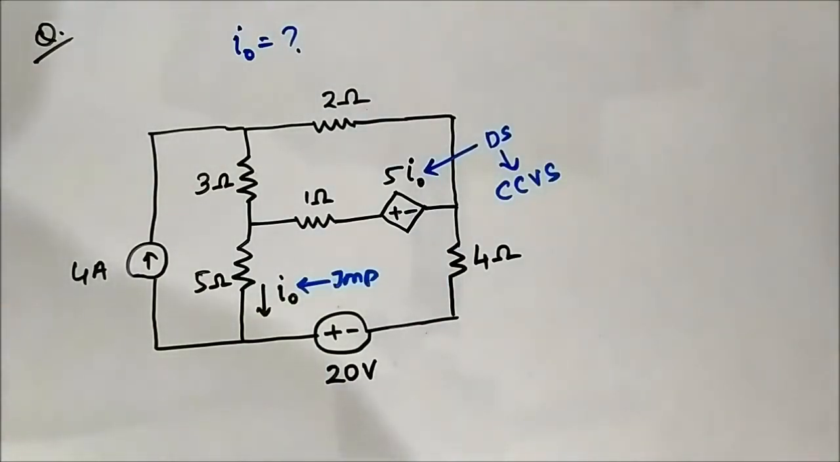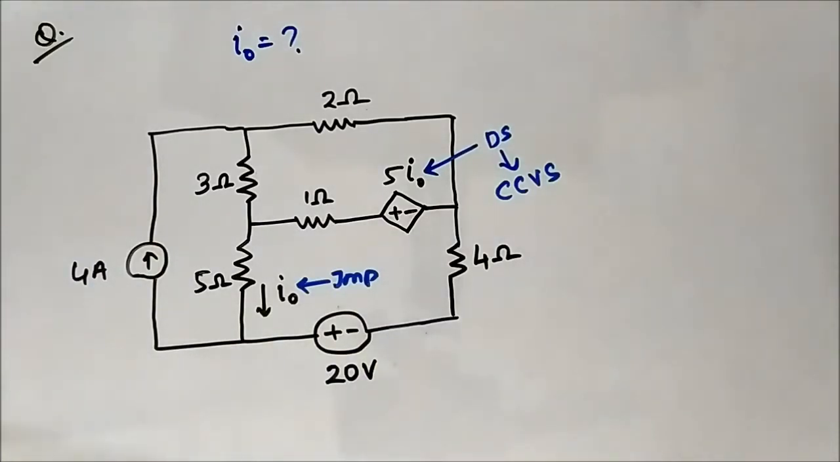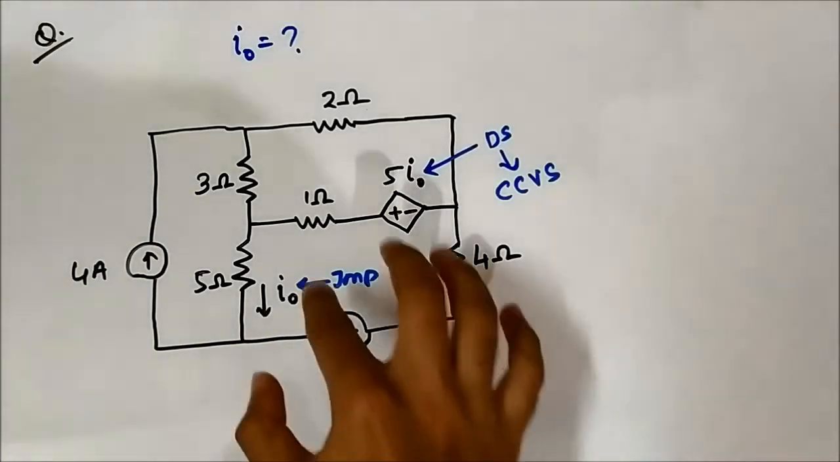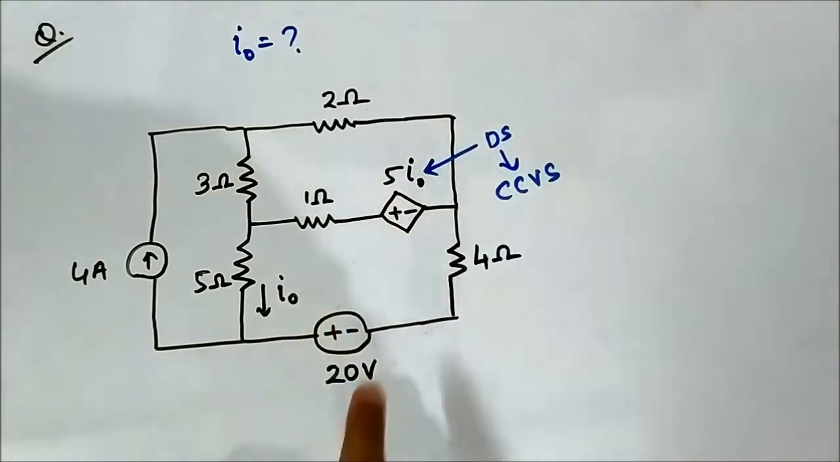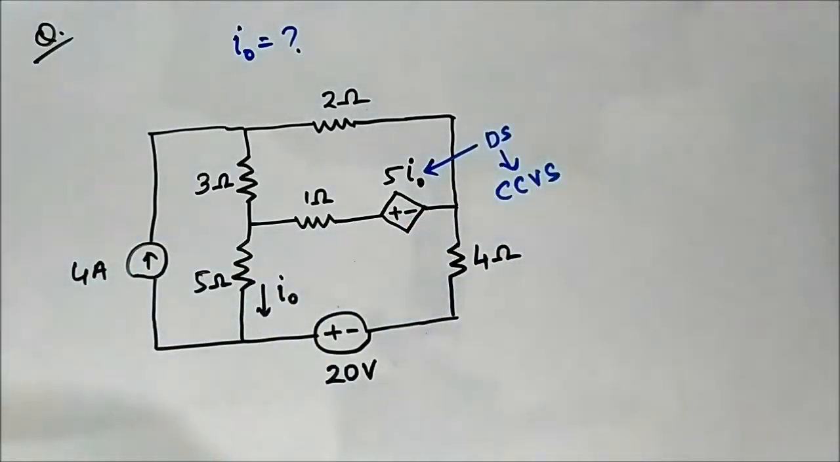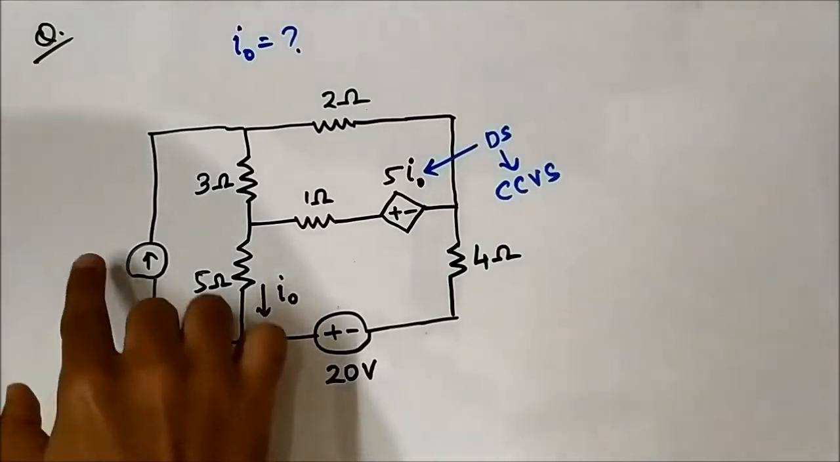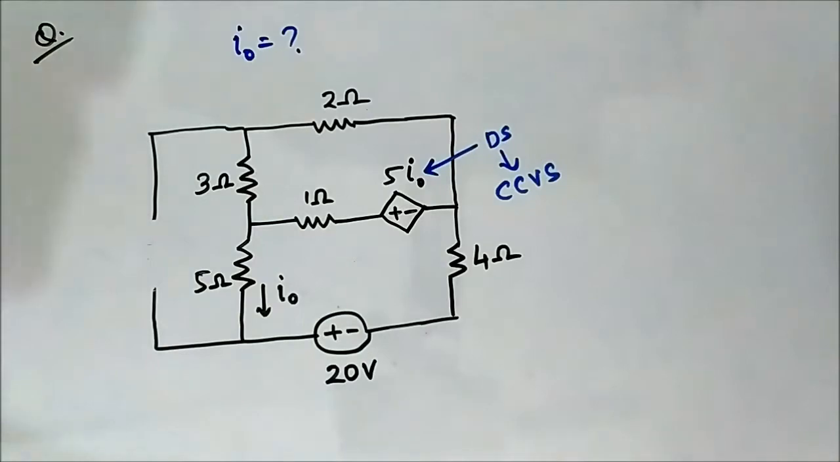Okay, so the basic principle of the superposition theorem we have to apply. What we have to do is that first we have to consider one of the independent sources, deactivating the other. Okay, so let us do that. First we will consider the 20 volt voltage source and open circuit the 4 ampere current source. Okay, so let us open circuit it.